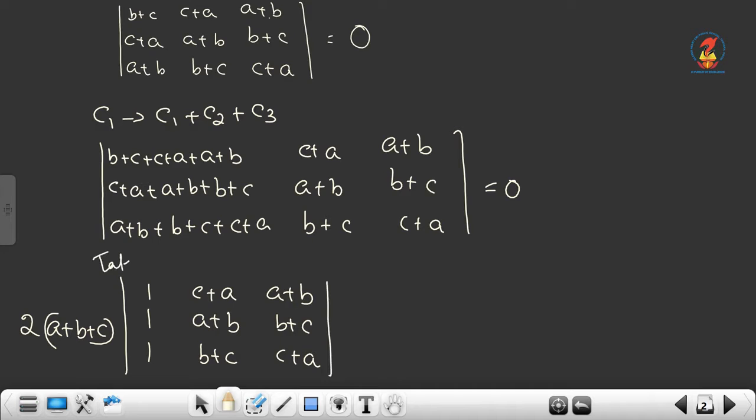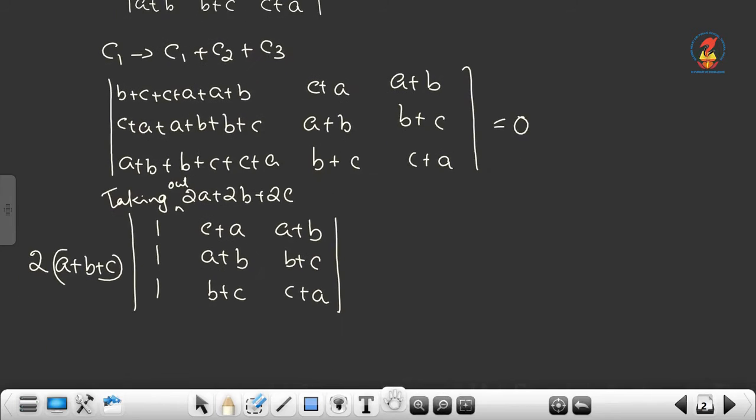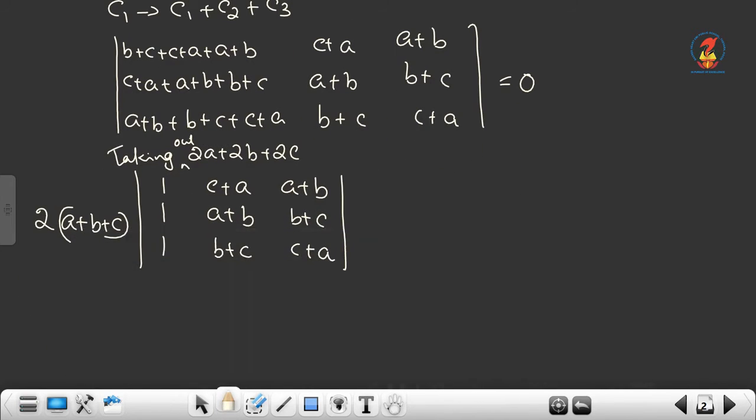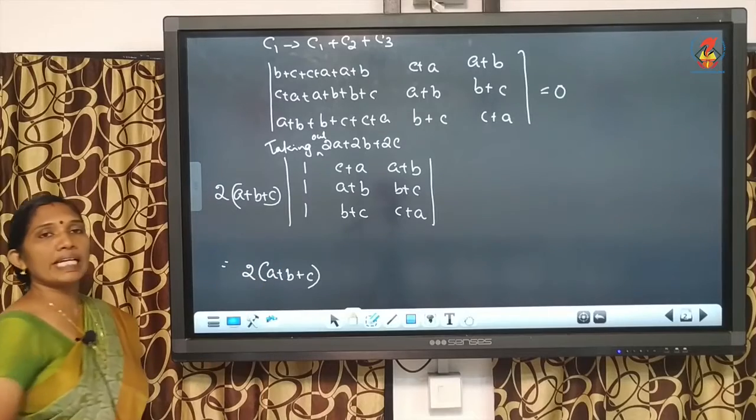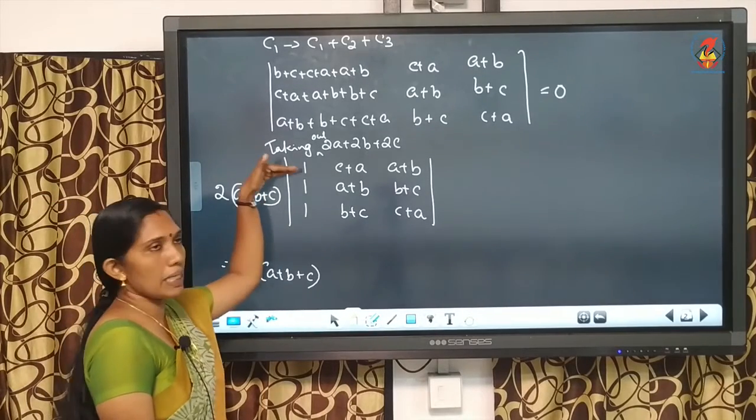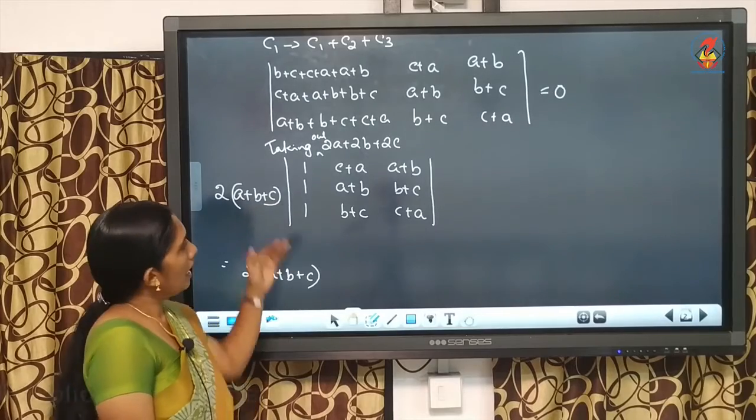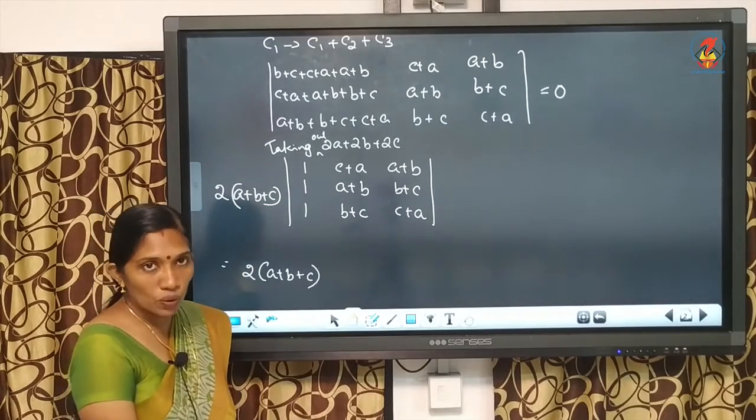So, here taking out 2A plus 2B plus 2C, taking out 2 times (A plus B plus C). Now, what is the next step? Here we have 3 ones. If we get 3 ones, keep 1 as itself, and the next 2 ones you can convert to 0.